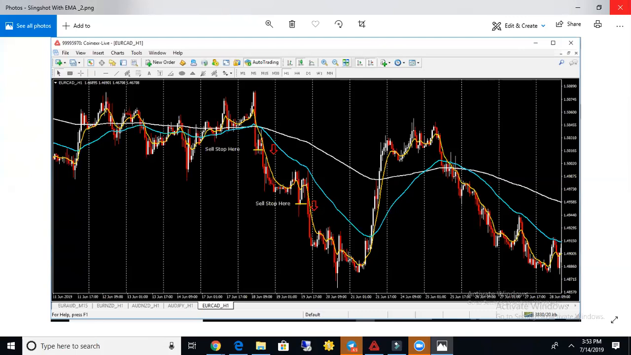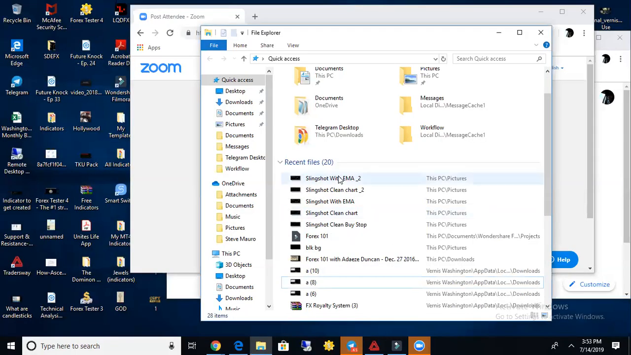I got another example for you, and this is for the buy stops. I don't do buy stops much. You can clearly see the sell stops. You can clearly see the pullbacks on the currency that's trending down. But that's not the right one.